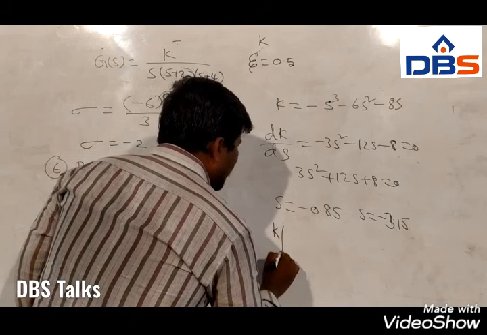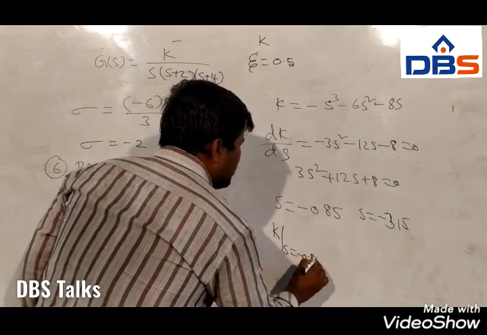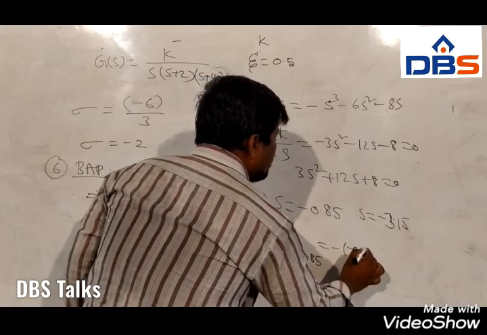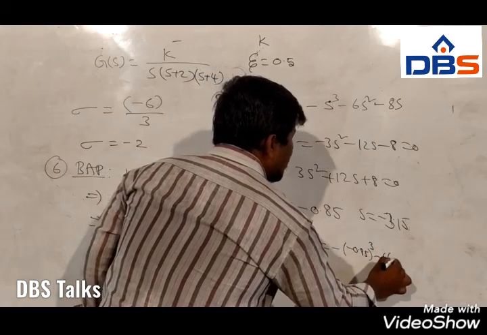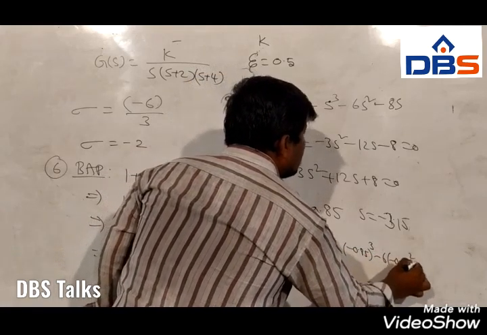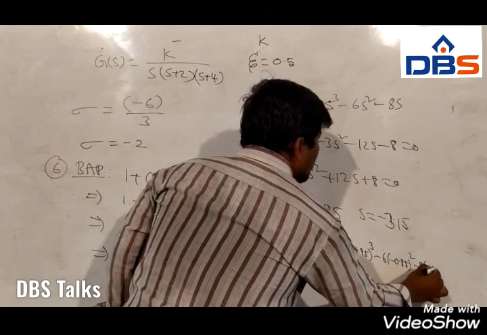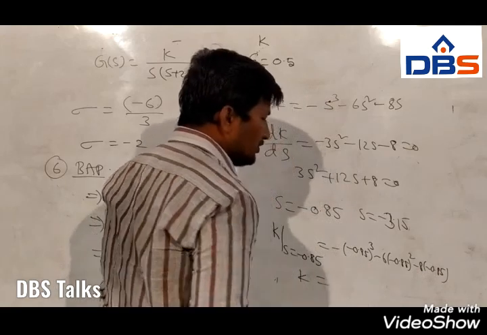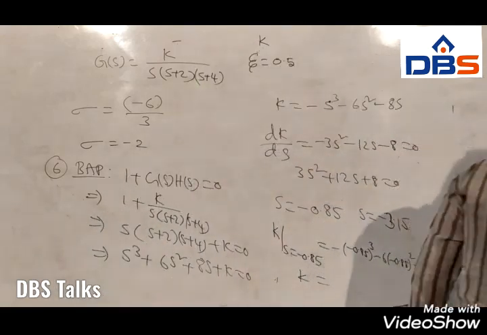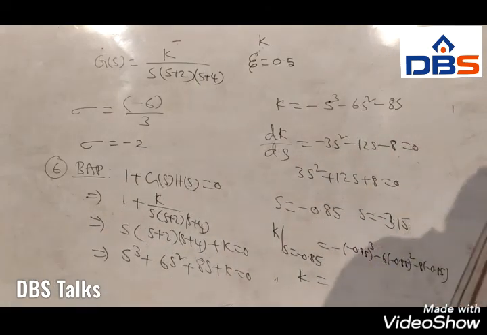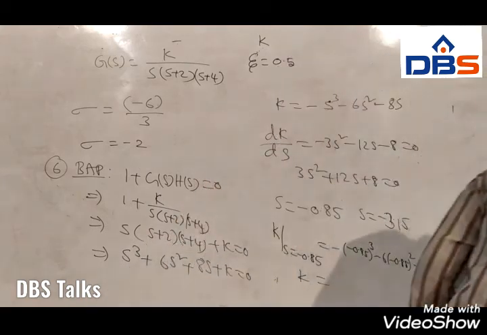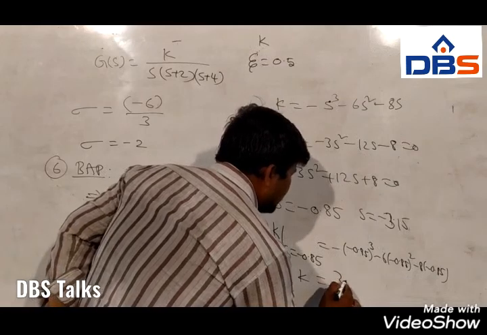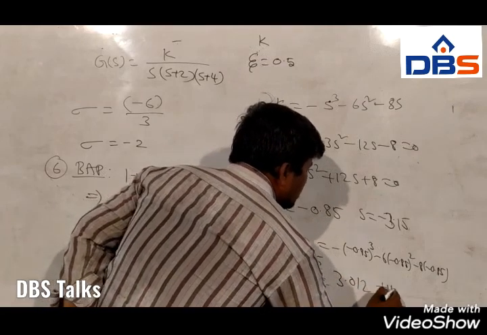So K at s equal to minus 0.85. That is minus 0.85 cube minus 6 into minus 0.85 square minus 8 into minus 0.85. The value of K equal to 3.012, that is the positive value.